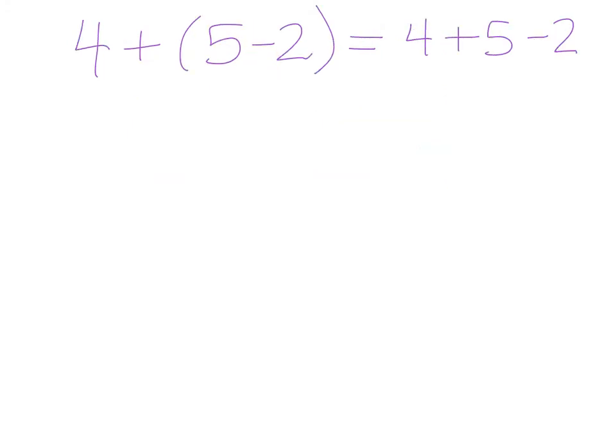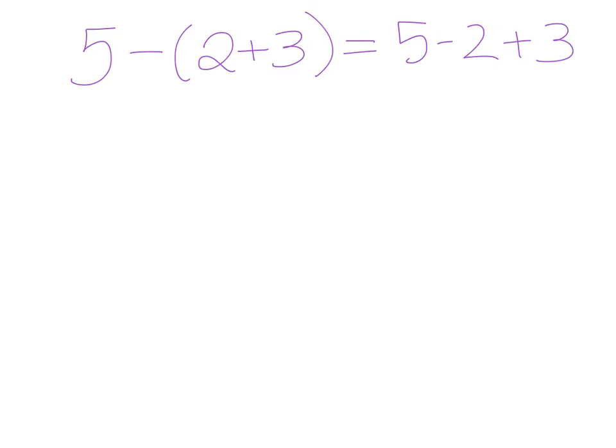Now let's try one with subtraction, to see if the left and the right sides are equal. So following order of operations, the result in the parentheses is 3, so we have 4 plus 3 on the left, which is 7. On the right-hand side, we have 4 plus 5, which is 9. 9 minus 2 is indeed 7. So far that looks pretty good.